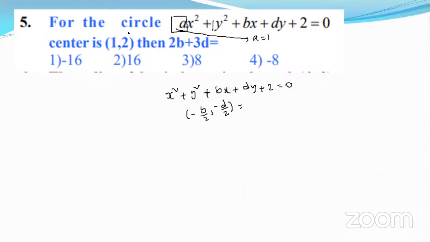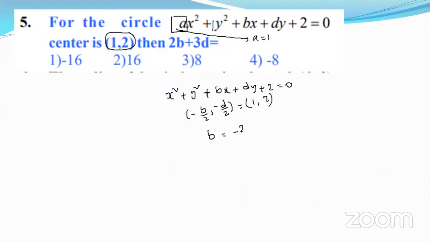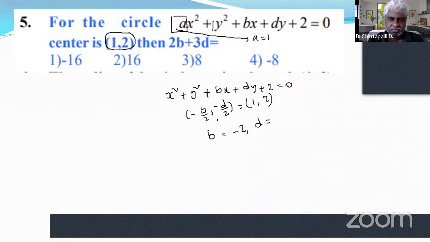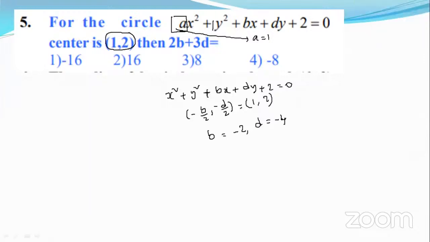So b is negative 2 and d is negative 6. Continue. Go ahead. Very good. B is negative 2. And d is negative 4. Very good. Three times negative 2.